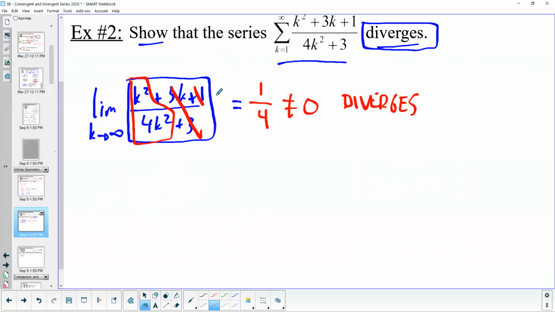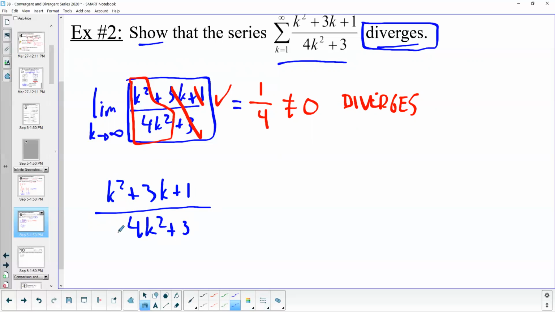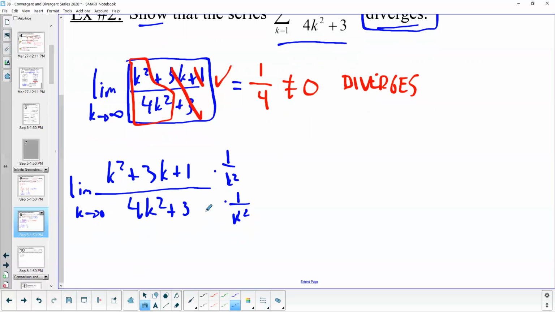Now, let's say you don't remember that, or your asymptote rules are a little fuzzy. Another way you can approach this is to simplify this expression. Let's rewrite k squared plus 3k plus 1 over 4k squared plus 3. Let's go ahead and write our limit. The way we do that is to find the largest exponent of k and multiply the top and the bottom by the reciprocal of that, so 1 over k squared. We discussed this earlier this year, that this is kind of a longer way to do it, but it's essentially a way to prove that this value is equal to 1/4.